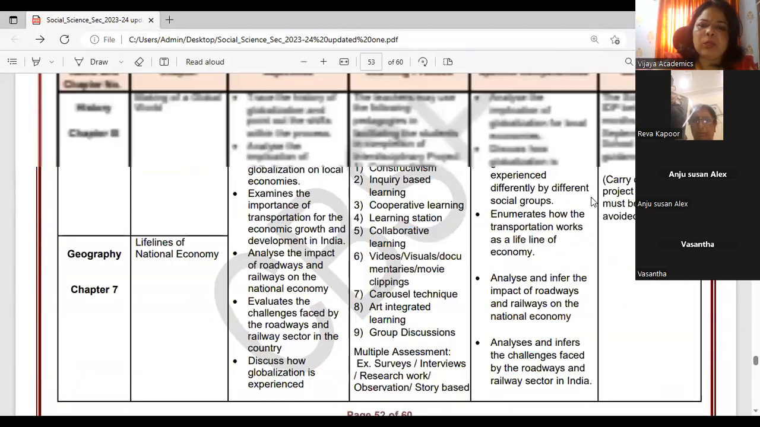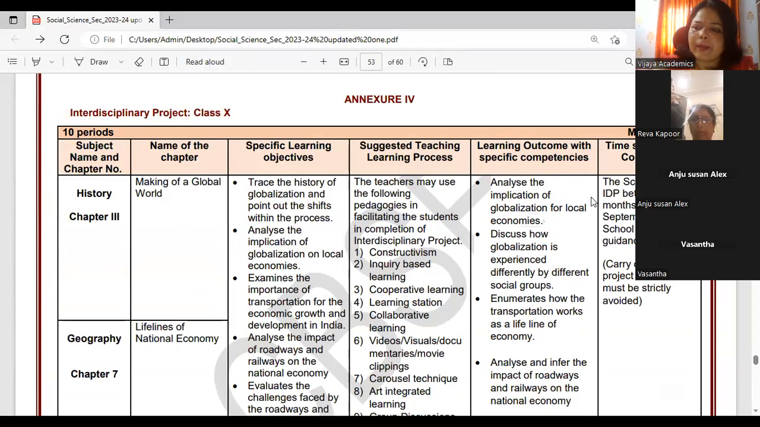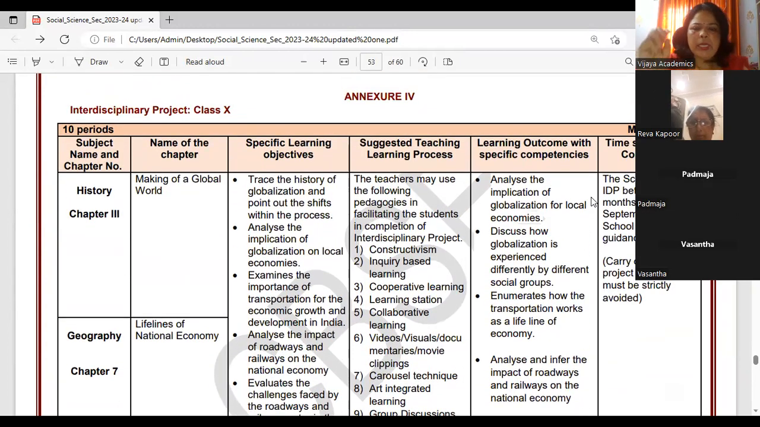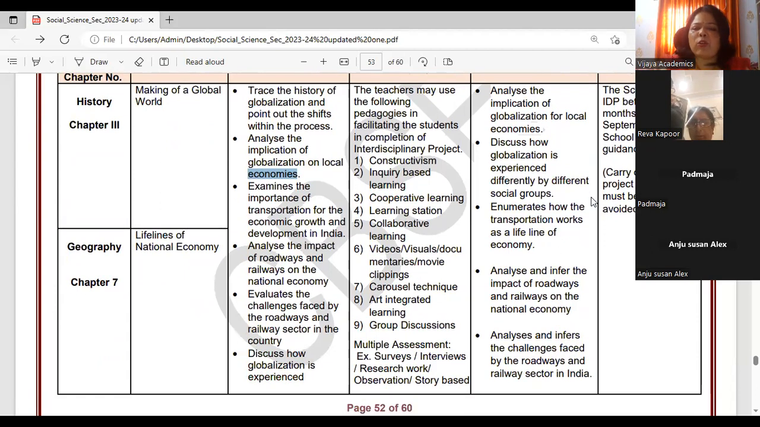Now, let us come to the guidelines given by the CBSE. See, these guidelines are given in Annexure 4, Interdisciplinary Project Class 10. As we have discussed earlier, from history, the chapter taken is Making a Global World. Now, here they have given specific learning objectives, and the suggested teaching learning process, how you are going to conduct it. So, let us see the suggested teaching learning process. The teacher may use the following pedagogies in facilitating the students in completion of interdisciplinary projects.